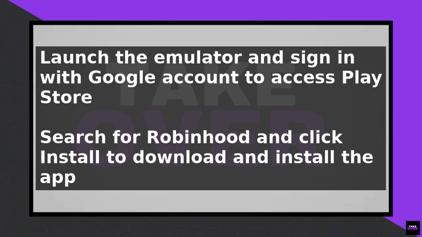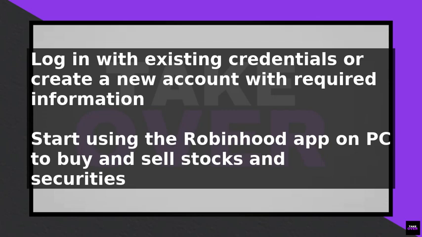If you already have a Robinhood account, you can log in with your existing credentials. If not, you will need to create a new account by providing the required information, such as your name, email address, and password. Once you are logged in, you can start using the Robinhood app on your PC to buy and sell stocks, options, and other securities.